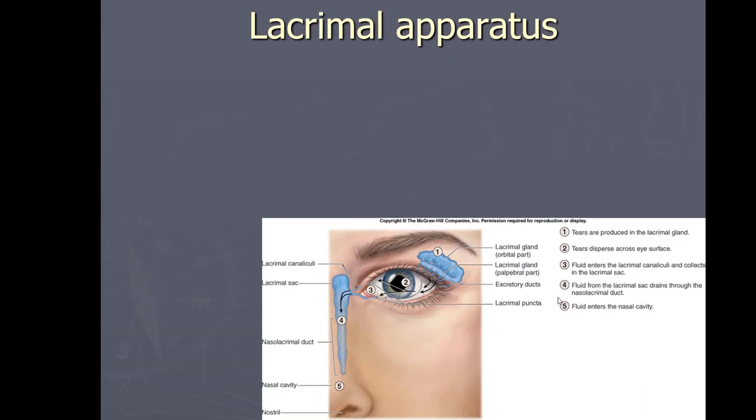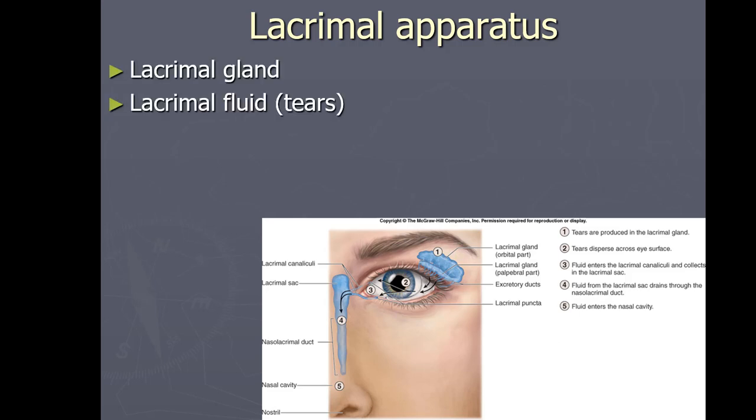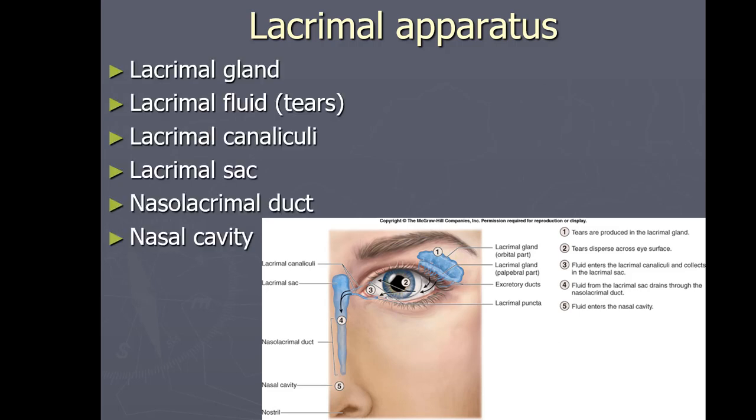All right, lacrimal apparatus. Lacrimal refers to tears. So this is the basic setup of how tears flow across the eye and then eventually into the nasal cavity. You have lacrimal glands out here above the orbit. They secrete tears. The tears are going to generally flow across the eye from lateral to medial direction, go through these tiny little canals called lacrimal canaliculi, eventually into a lacrimal sac, nasolacrimal duct, and then end up in the nasal cavity.